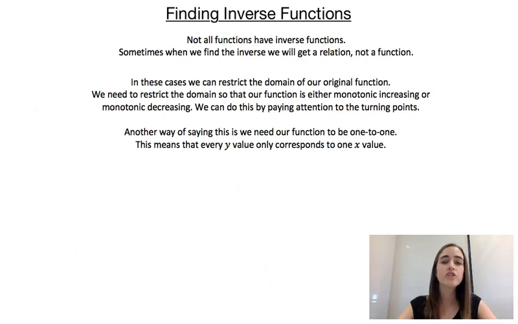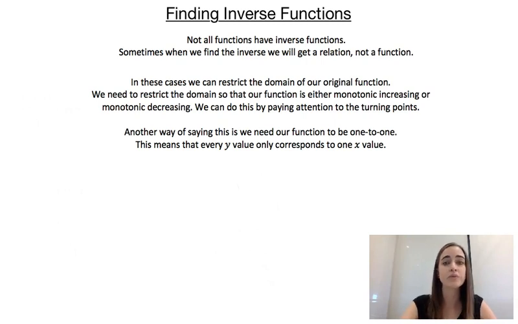So we need to restrict the domain so that our function is either monotonic increasing or monotonic decreasing. So that means it's always increasing or always decreasing. So that means we have to pay attention to where our turning points are. Another way of saying all that is that we need our function to be a one-to-one function. That means for every y value, there's only one corresponding x value.